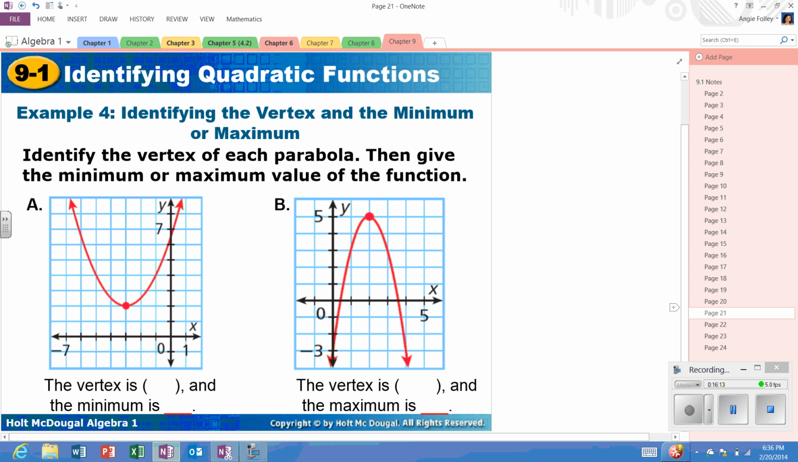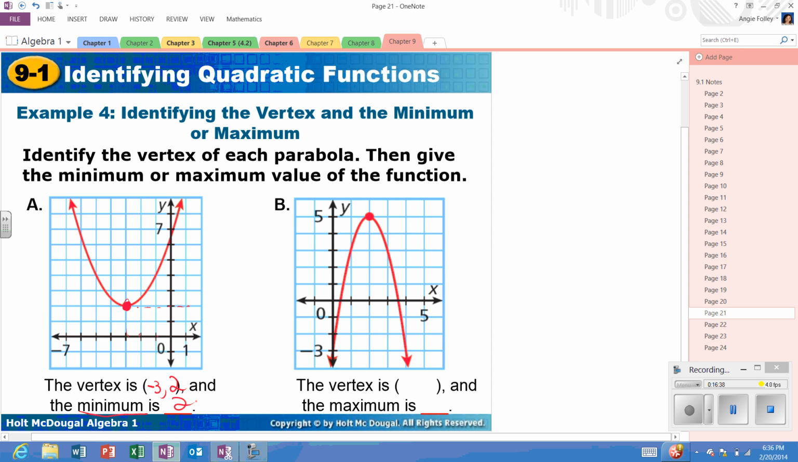So we want to identify the vertex of each parabola and tell if it's a minimum or a maximum. The vertex on this first one is right here. If you look, we go over 1, 2, 3, so negative 3 for x, and then for y, it's up 2. So is it a minimum or a maximum? Well, since it opens upward, it's a minimum. And that minimum value is at y equals 2.